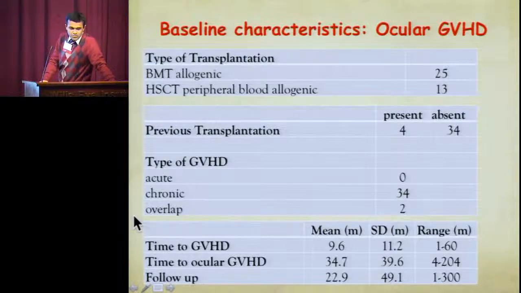Looking at the type of transplant, since most of our patients were from the earlier part of this decade and the late 90s, 25 of the patients had received bone marrow transplantation, and 13 had stem cells from peripheral blood, all matched allogeneic. 4 patients had more than one transplant because of poor uptake of the first transplant. The majority of the patients in our series had chronic GVHD, with 2 of them having some overlap symptoms.